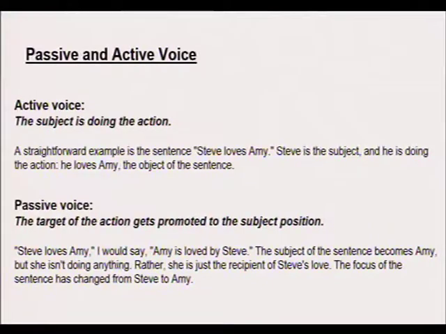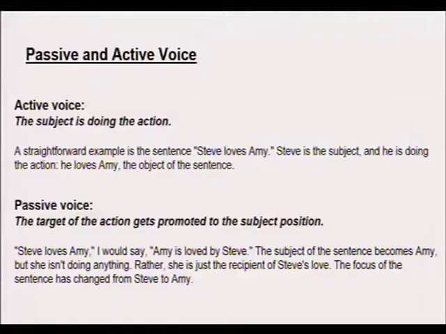Passive voice, the target of the action gets promoted to the subject position. Steve loves Amy, I would say, Amy is loved by Steve. That's when you are retelling something that has happened. It's not happening right now, it's in the past. The subject of the sentence becomes Amy, but she isn't doing anything. Rather, she is just the recipient of Steve's love. The focus of the sentence has changed from Steve to Amy.